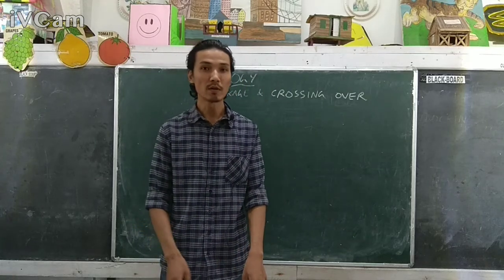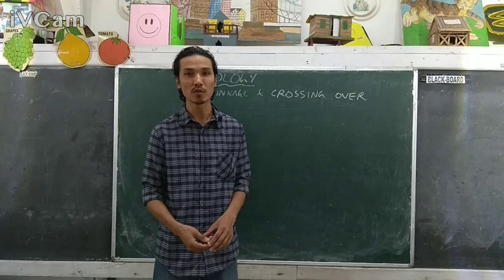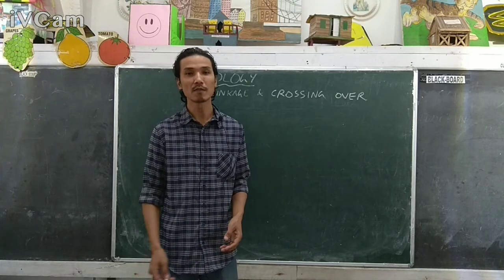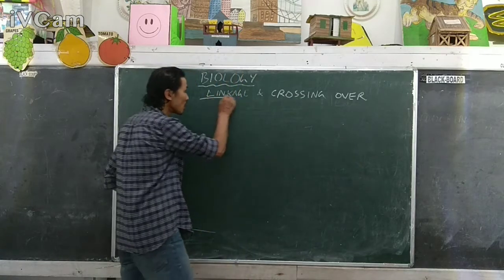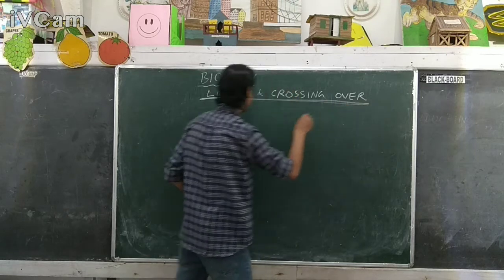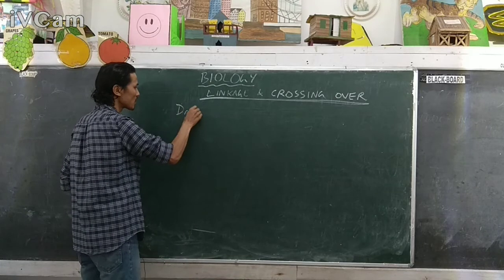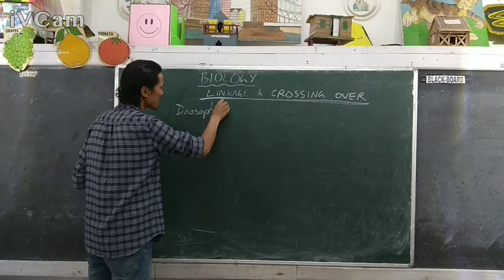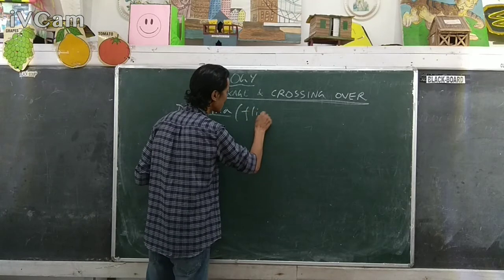Today I'll be going over linkage and crossing over. So generally when we talk about linkage, what it means is the tendency of genes to remain together. There are a few examples. The first one is a cross in Drosophila. These are nothing but your fruit flies.